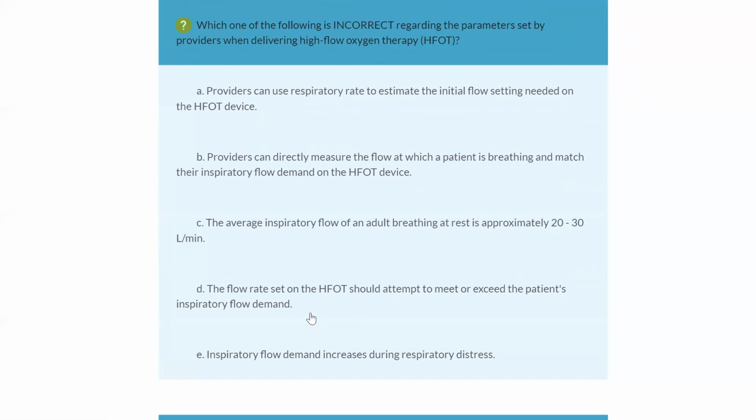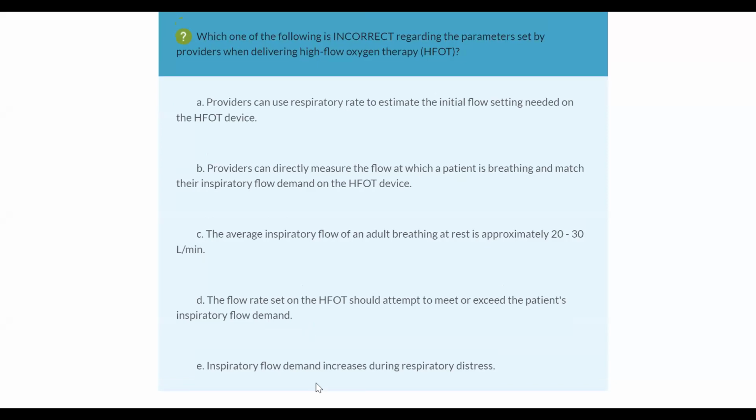Yeah, here are some questions you may think about. Which one of the following is incorrect regarding the parameters set by the provider when developing high flow? A: Providers can use the respiratory rate to estimate the initial flow setting needed for a high flow oxygen therapy device. B: Providers can directly measure the flow at which a patient is breathing and match the inspiratory flow demand on the high flow oxygen device. C: The average inspiratory flow of an adult is approximately 20 to 30 liters per minute. D: The flow rate set on high flow should attempt to meet or exceed patient inspiratory flow demand. E: Inspiratory flow demand increases during respiratory distress. So what is the wrong answer?